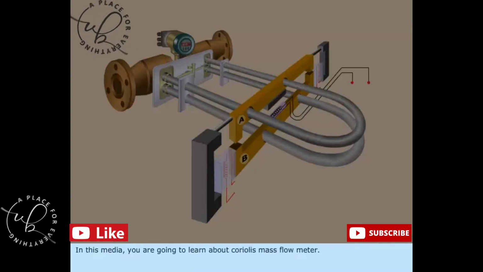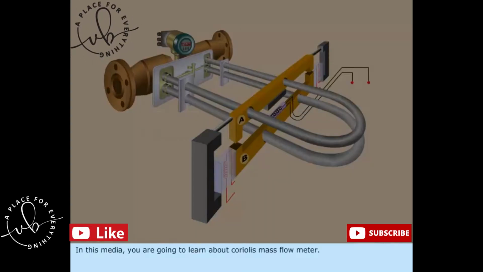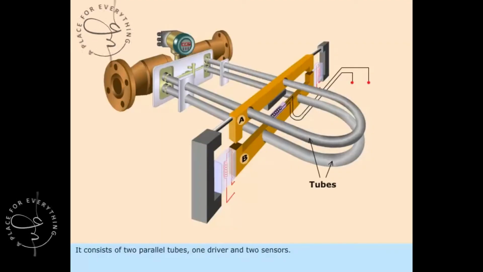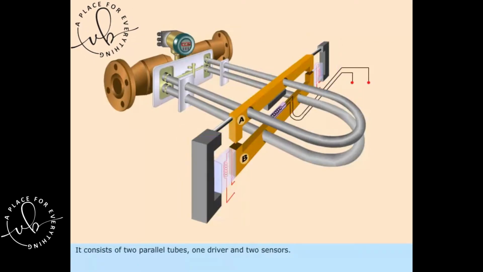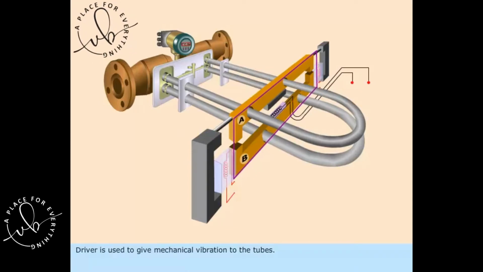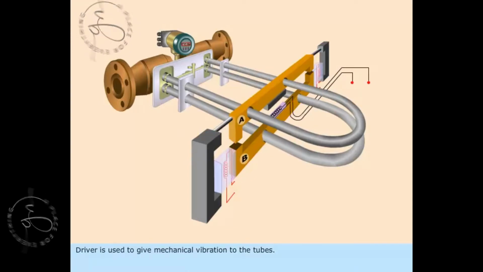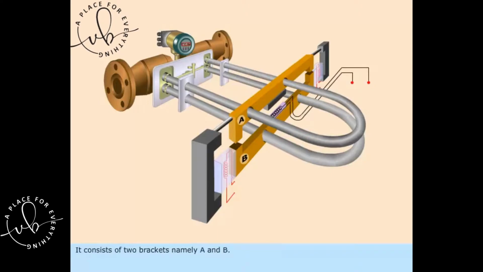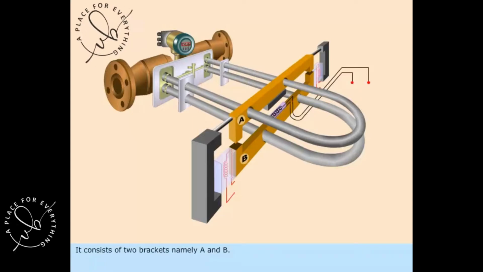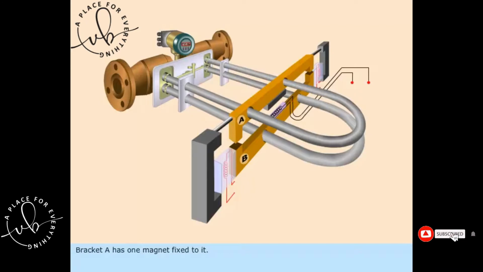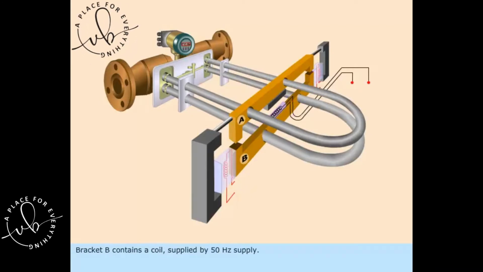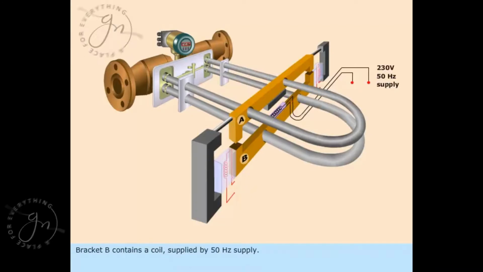In this media, you are going to learn about the Coriolis mass flow meter. It consists of two parallel tubes, one driver, and two sensors. The driver is used to give mechanical vibration to the tubes. It consists of two brackets, namely A and B. Bracket A has one magnet fixed to it. Bracket B contains a coil, supplied by a 50 Hz supply.